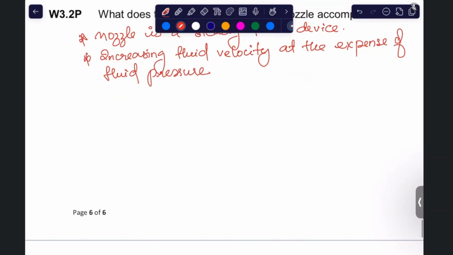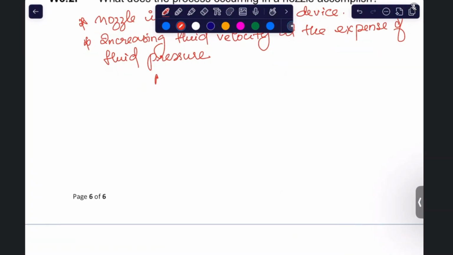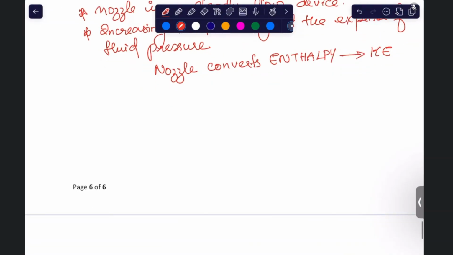In thermodynamic terms, a nozzle is a device that converts enthalpy, which may include pressure head also, into kinetic energy. So this is what is happening: enthalpy to kinetic energy. That is what is increasing the velocity of flow at the exit of the nozzle.